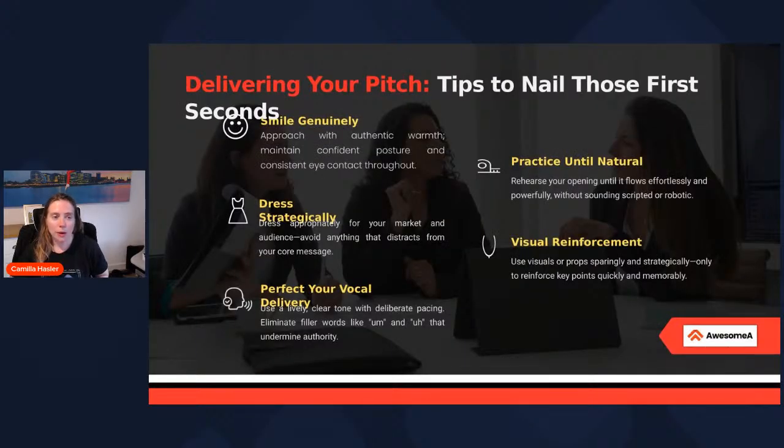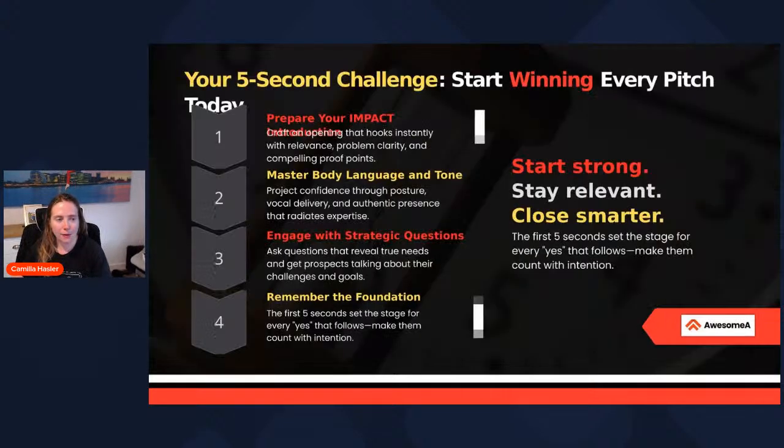Now we're going to come on to delivering your pitch and how you can deliver it. Again, we're going to come on to something very important around how you can nail the first few seconds. I talked about smiling, I talked about engaging. You want to perfect your vocal delivery as well, so that your voice is really clear and carrying. Then you ideally want some visual reinforcement, a few slides. You don't want to be overpowered with the slides, but you want to practice your opening until it flows effortlessly and powerfully without sounding at all robotic, right? And then you want your 5 second challenge.